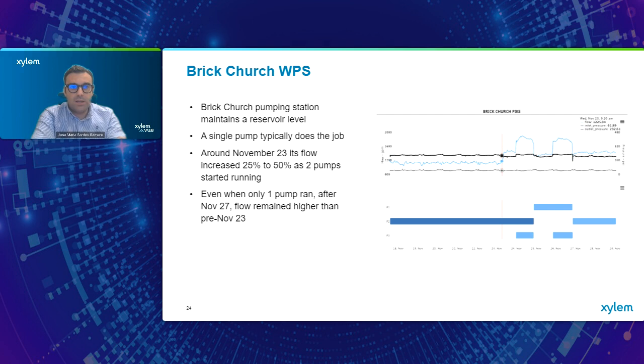Even when one pump ran after this event, the flow that was so strange remained higher than before the event. Okay, so something weird was happening here. What was that? The station appeared to be unable to maintain the reservoir level. And running the two pumps for some extended period caused actually an additional issue, which was the burning up of a transformer.